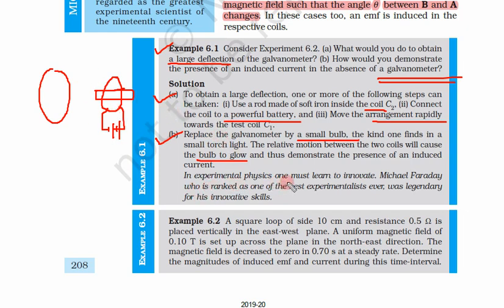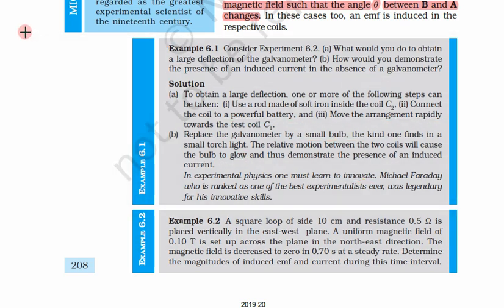In experimental physics, one must learn to innovate. That means find new ways. Michael Faraday, who is ranked as one of the best experimentalists ever, was legendary for his innovative skills. So we have to learn innovation. That means how to make the situation work according to ourselves. So what did we do? If we don't have the galvanometer, we can use a small light bulb.